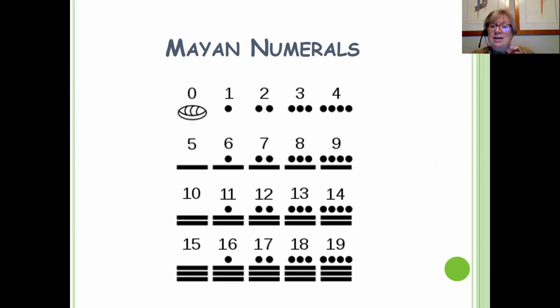And then they just used dots and dashes to represent the numbers from 1 to 19. Easy to pick out what the code is. A dash represents 5, a dot represents 1. And then they combined those to create their numerals.